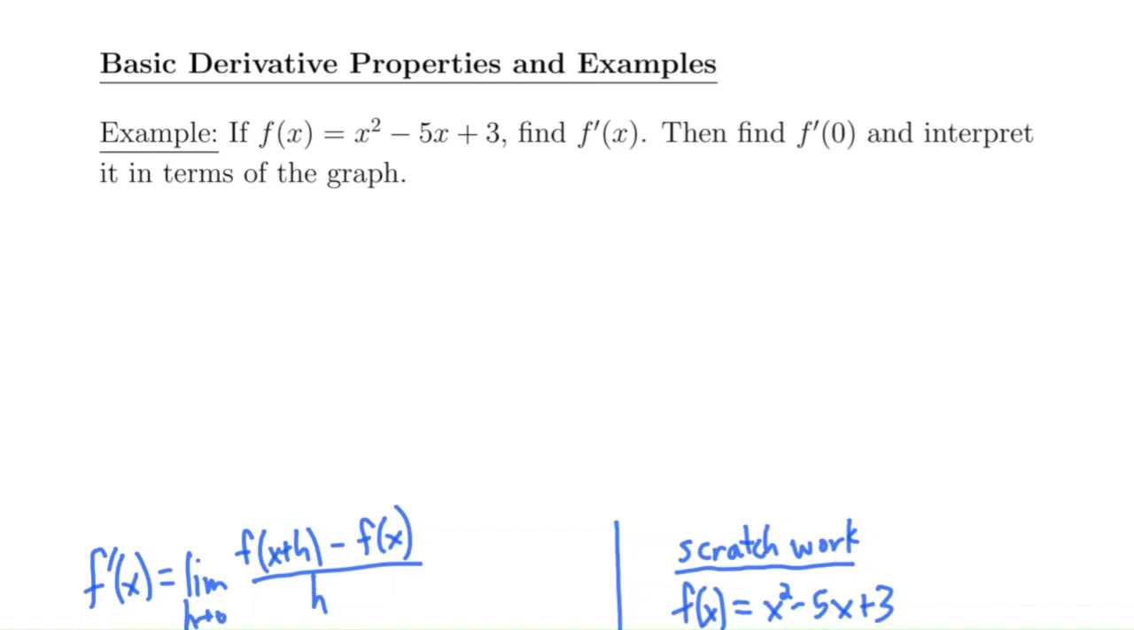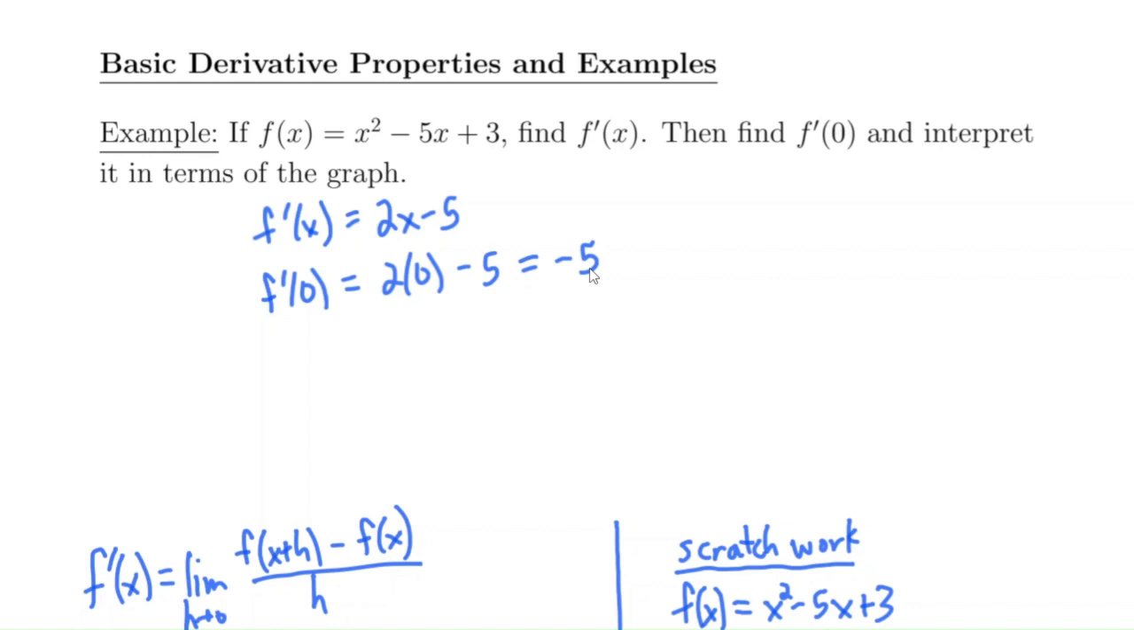Now, let me just say, once we know the rules for derivatives, once we know these little tricks, we'll be able to find the derivative just almost immediately. In fact, I can just look at this and say f prime of x is going to be 2x minus 5. Once you know the rules, you'll just be able to know that immediately. And so what this tells you is that f prime of 0 is, well, let's plug in 0 for x. It will be 2 times 0 minus 5, which is negative 5. So what that tells us is that the slope of the tangent line at 0 is negative 5.